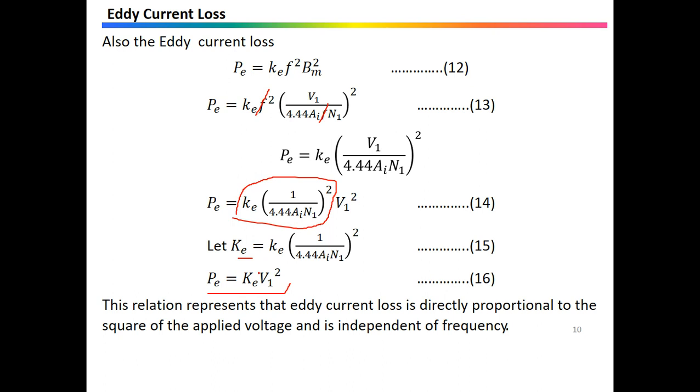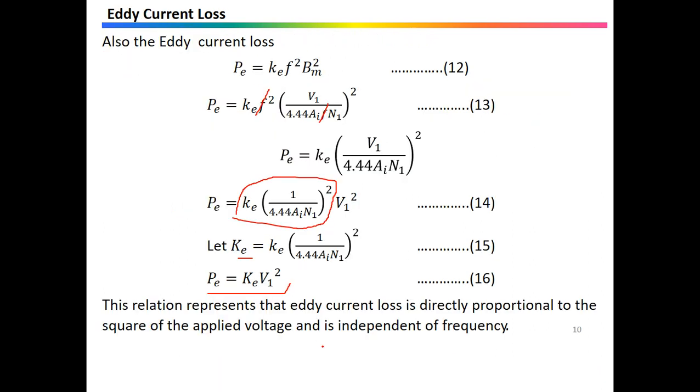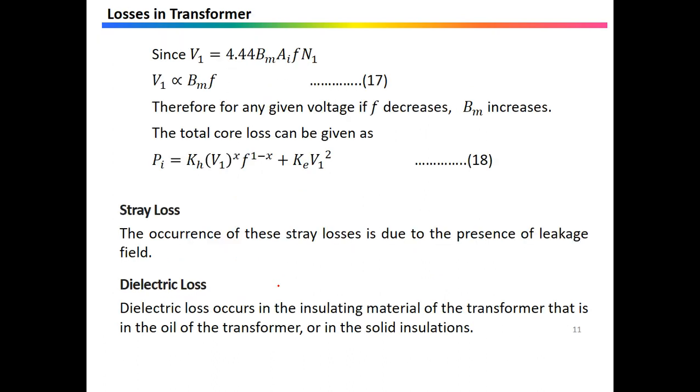You will observe here that there is no frequency at all. However, in the hysteresis loss, it depends on frequency as well as on the applied voltage. In terms of eddy current, it depends only on the applied voltage squared, but not on the frequency. We can also understand with this relation that since V1 is directly proportional to BmF, for any given constant value of V1, Bm is inversely proportional to F, and F is proportional to 1 over Bm. So if one increases, the other will decrease: if F increases, then Bm decreases, or if F decreases, then Bm increases.